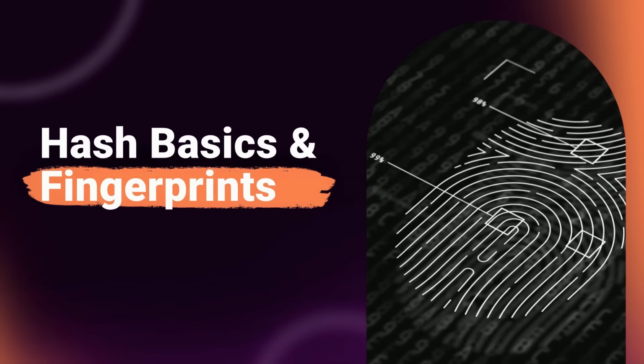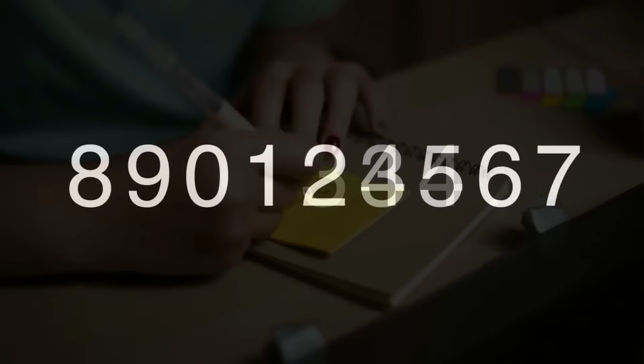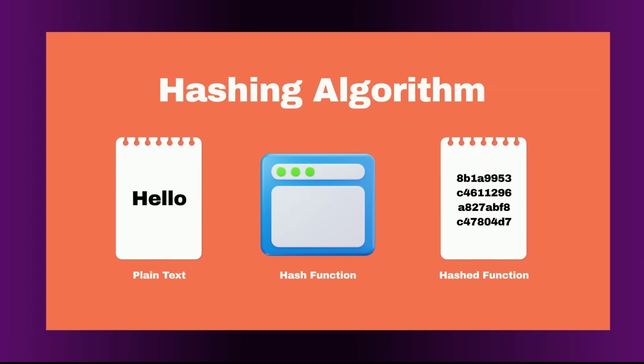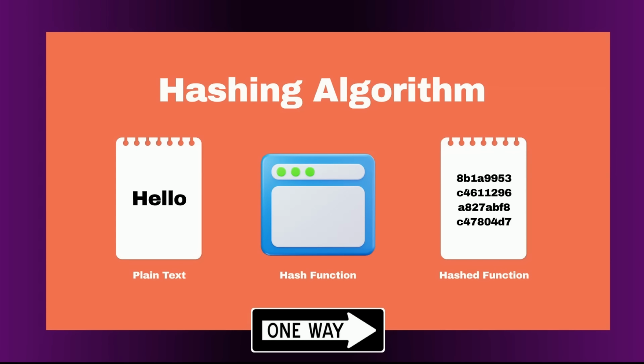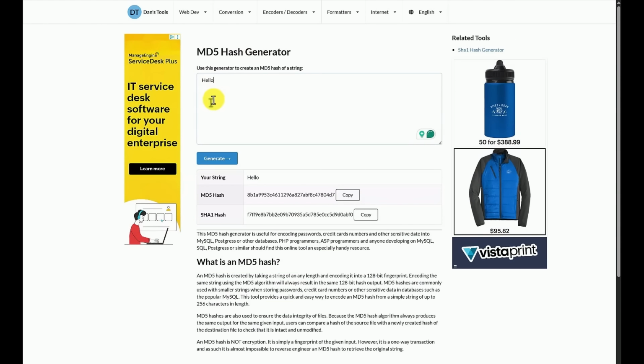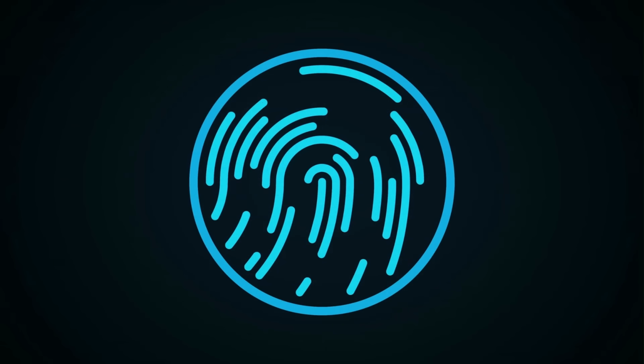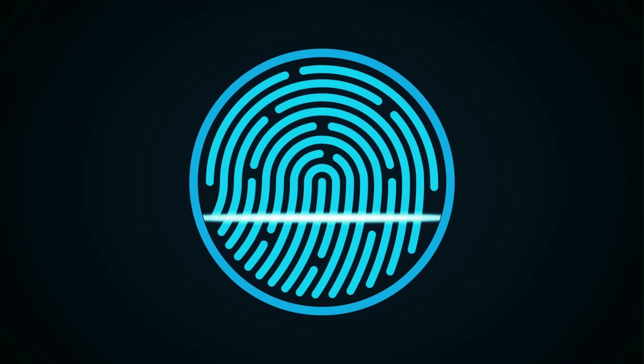Hash basics: fingerprints. A student writes a secret message for a friend. Instead of sending the message, the student sends numbers. Those numbers are a hash of the original message. To get the hash, you use a one-way cryptographic hash function. Anyone who changes the message completely changes the fingerprint. Even a single character change creates a new fingerprint. No one can turn the fingerprint back into words.